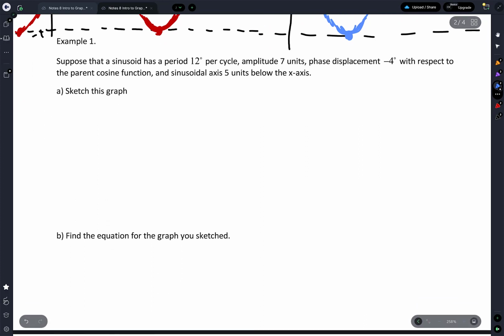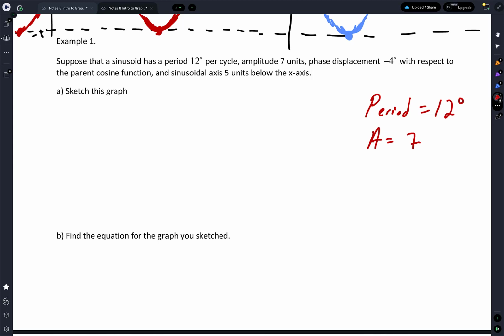So it says, suppose that a sinusoid has a period of 12 degrees per cycle. So that means my period is 12 degrees. Amplitude of 7 units. So amplitude of 7. Phase displacement of -4. Phase displacement is the same as the horizontal shift. So the C is -4 degrees with respect to the parent cosine function. So that's what we're going to focus on today, guys. And a sinusoidal axis of 5 units below the x-axis. So that's your D, because that's the sinusoidal axis. That's the D. -5. It says below the x-axis.